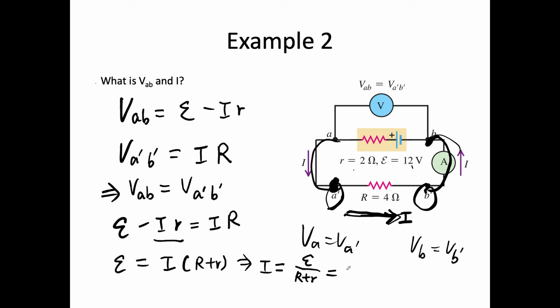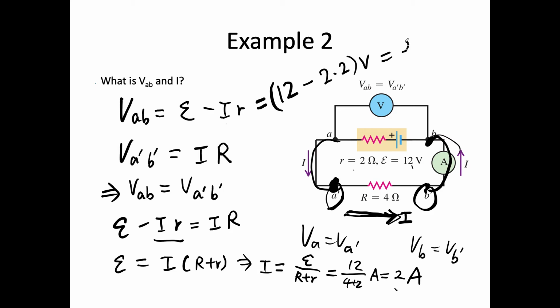Plugging in all the numbers, we find it's 2 amperes. So now we find I. We are ready to find out what V_AB is. So V_AB is 12 subtract 2 times 2 volts, which equals 8 volts. So the terminal potential is 8 volts.